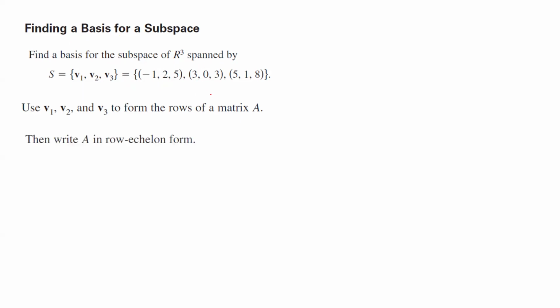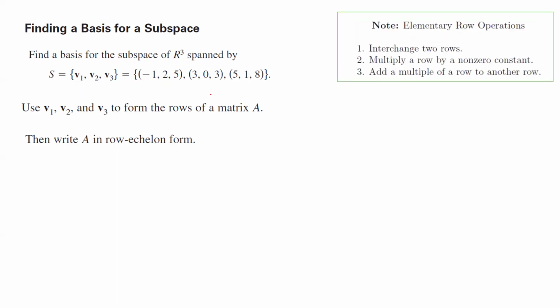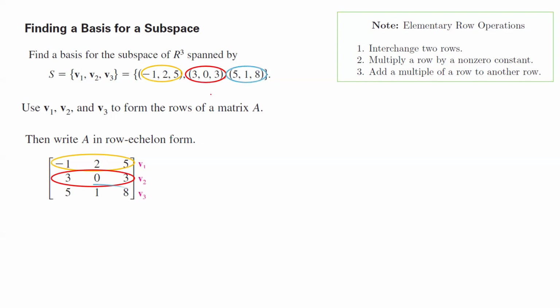Remember that you're going to list all of these vectors. -1, 2, and 5 is your first vector in this set. The second vector is 3, 0, 3, and then you're going to list the third vector as the third row, 5, 1, and 8. Then you're going to apply elementary row operations to simplify this and write it in row echelon form.